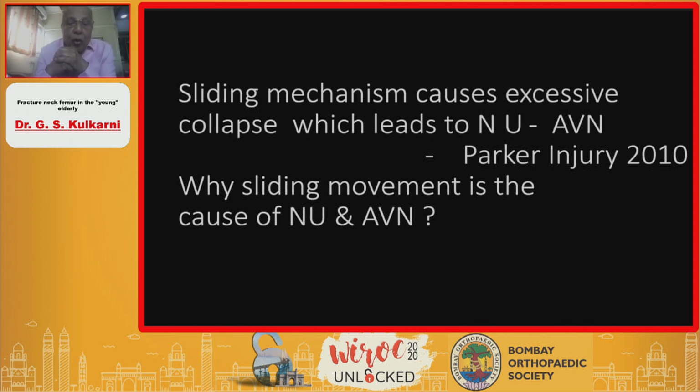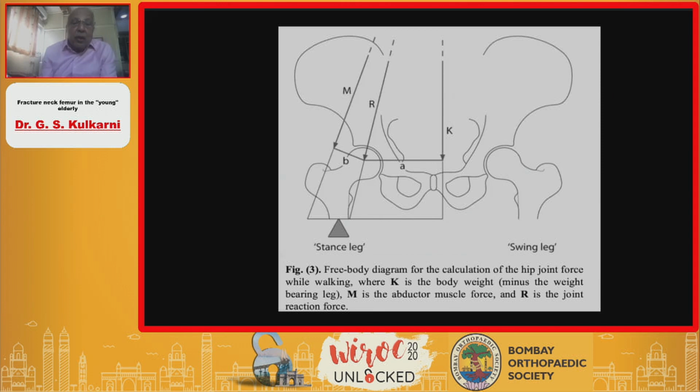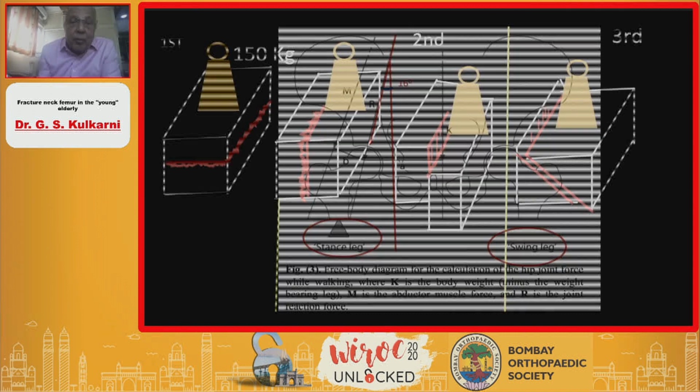Why is sliding movement the cause of non-union and AVN? We have to do some biomechanical study. When we stand on one leg, there is a tremendous force acting on the hip, which is at an angle of 16 degrees to the vertical line. This is 16 degrees.